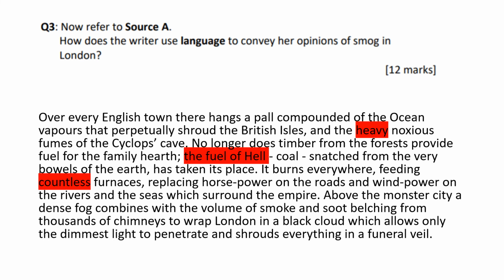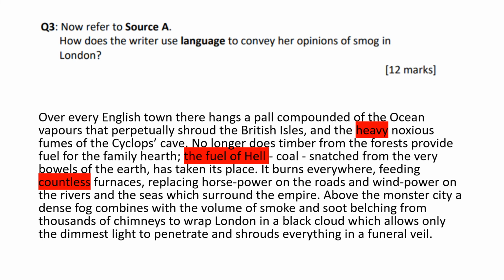The imagery, fuel of hell, that idea of heaven, hell, religious. We know of the age, Victorian age was very religious. So this idea that England is a place of hell, and it's where people are tortured for the things that they've done bad in their lives. So this is, people are being tortured. So it gives us that sense that people are being tortured, and it's the worst of humanity, the worst of what's going on. Countless. Countless means that you can't count them.